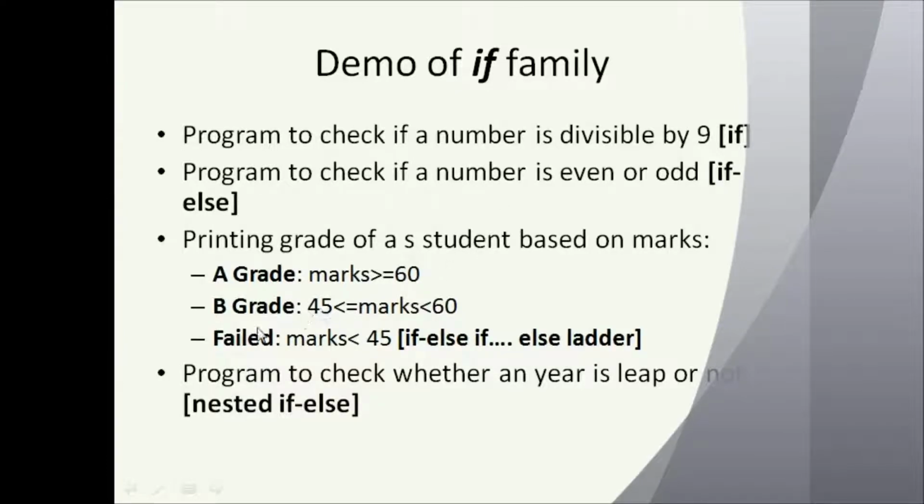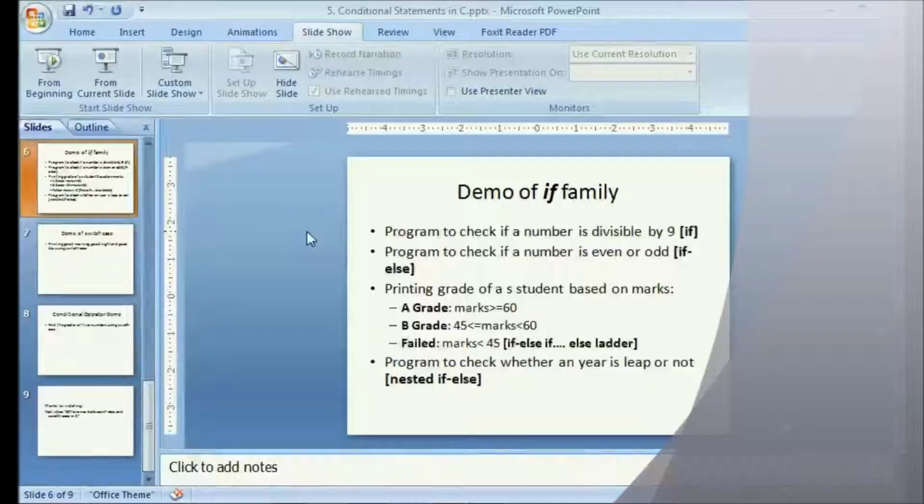Suppose the marks of a student are given, and based on the marks you want to print the grade. There are three options: a student can pass in the A grade, or a student can pass in the B grade, or if the student is scoring less than 45%, then the student will fail. So how do we implement this program?